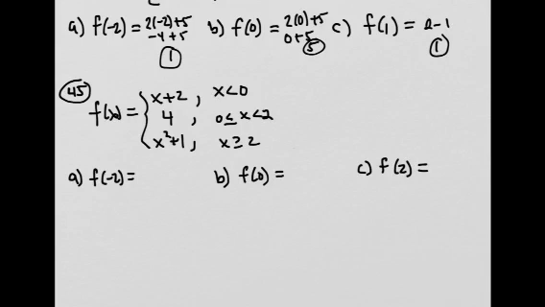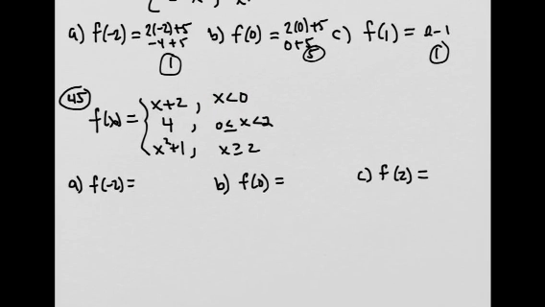So 45 is another piecewise function. First we need to evaluate f of negative 2. So negative 2 is less than 0, so it's in this domain right here. So that means we're going to use this piece of the function, x plus 2. So replace the x with a negative 2, so negative 2 plus 2, which gives me 0.